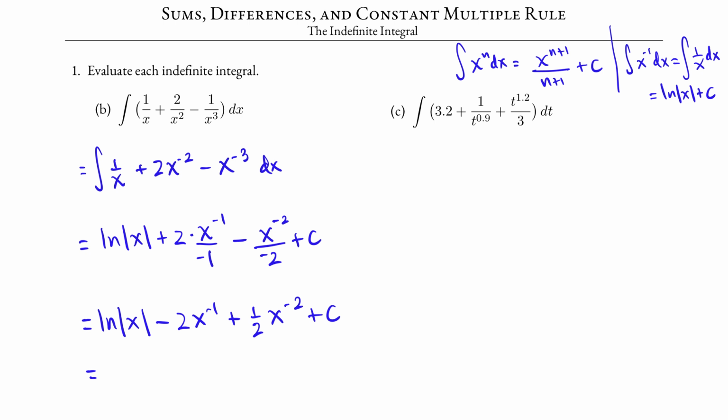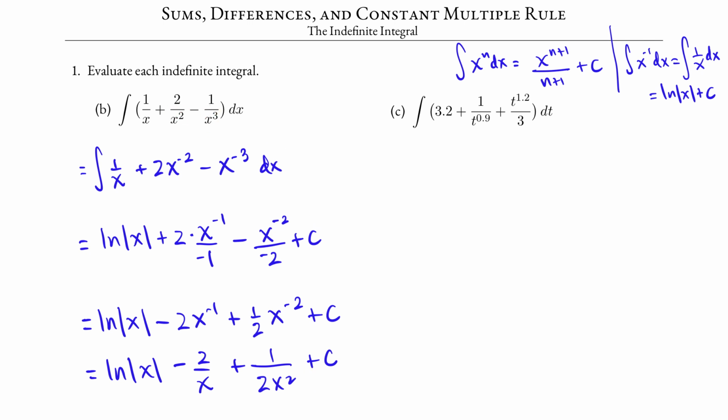If you want to write the answer in terms of positive power, then we write it as ln of the absolute value of x minus 2 over x plus 1 over 2x squared plus c. And we want to write it in terms of positive power because the problem is given to us in terms of positive power in the denominator.